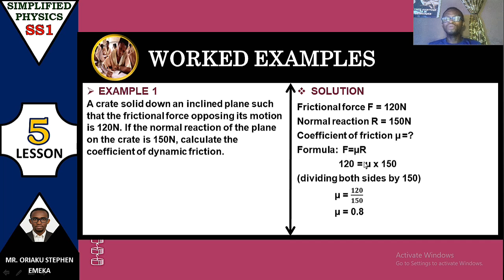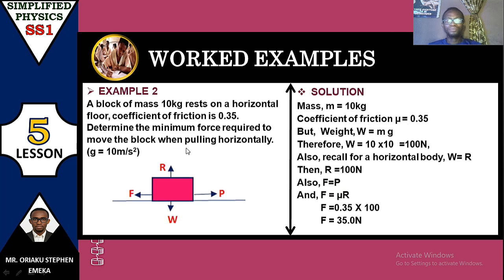So from the formula we get that F equals mu R. So 120 equals mu times 150. Making mu the subject of the formula, the coefficient of friction is 0.8.